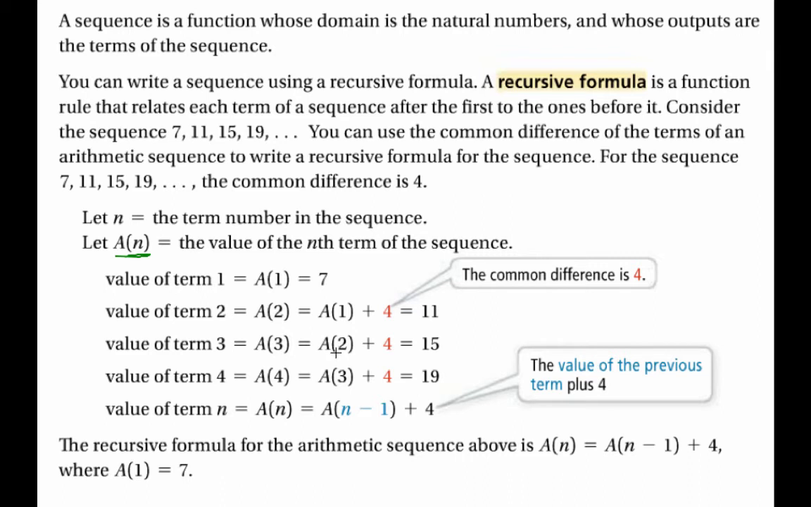And since A of 2 is 11, 11 plus 4 is 15. And if we continue on that pattern, we can make a generalization down here at the bottom that the nth term is A of n, and that equals A of n minus 1 plus 4. So the recursive formula for the arithmetic sequence above is A of n equals A of n minus 1 plus 4. So this n minus 1 refers to the term before it. Okay, so a term is built off of the term before it plus the common difference of 4.